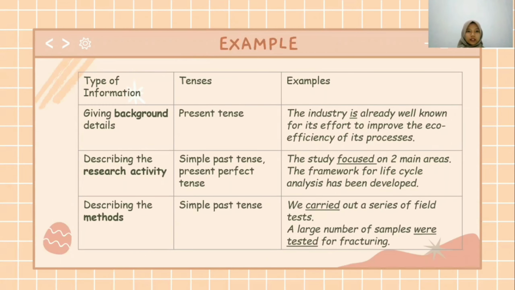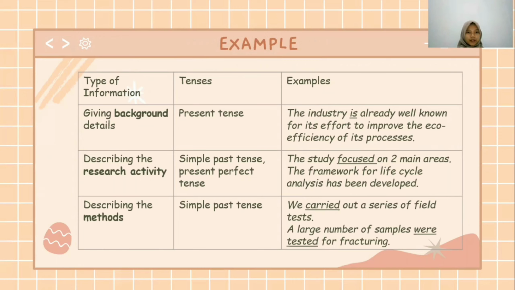The kind of information given in background details uses the present tense. For example, the industry is already well known for its efforts to improve the eco-efficiency of its processes. When describing the research activity, use simple past tense or present perfect tense. For example, the study focused on two main areas. The framework for life cycle analysis has been developed.